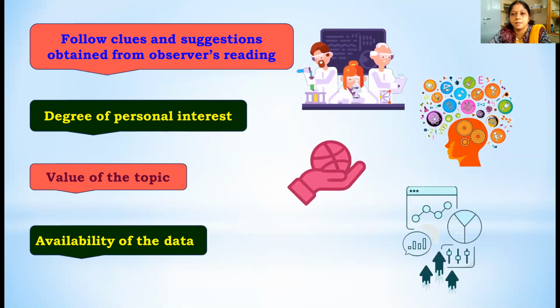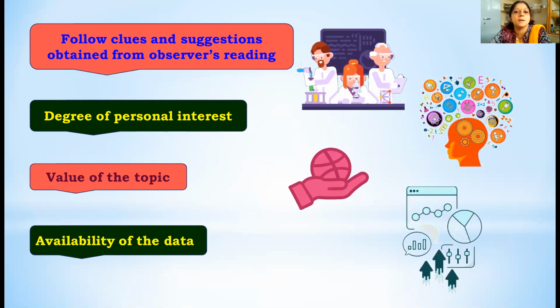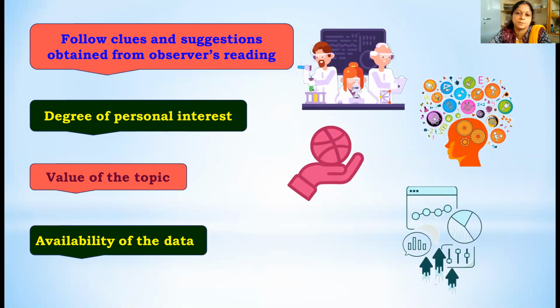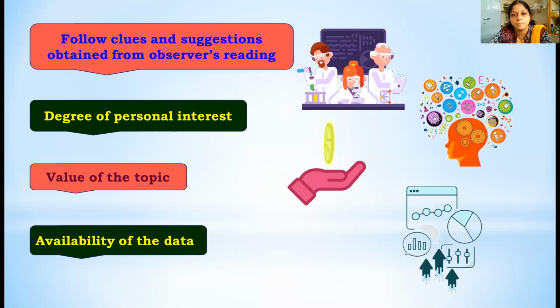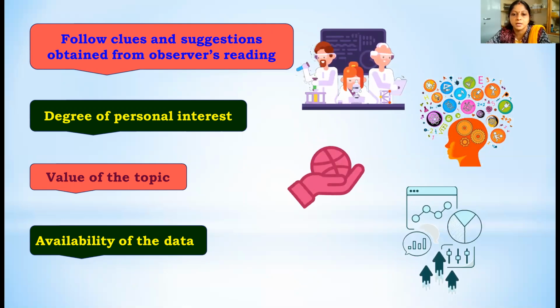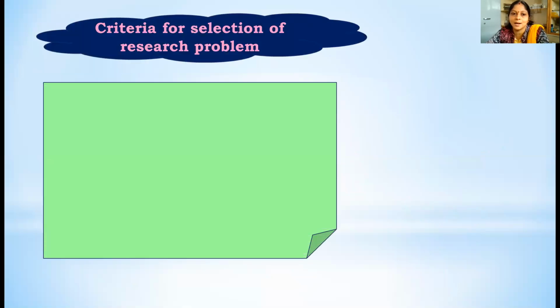And next is the availability of data. Whenever I am conducting research, I must have certain basis for doing the research. If nothing is available to support my problem, then it is very difficult to justify my problem. So I must see that something should be available with respect to the problem which I have selected for my research. What are the criteria for selection of a research problem?